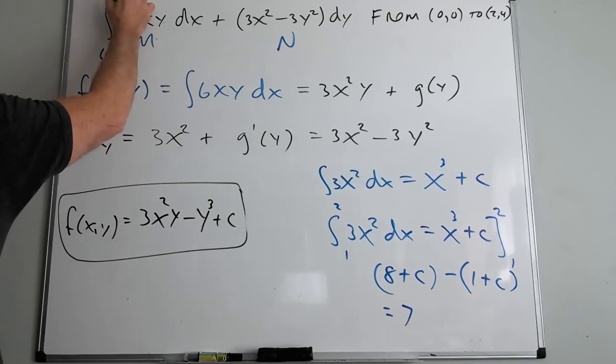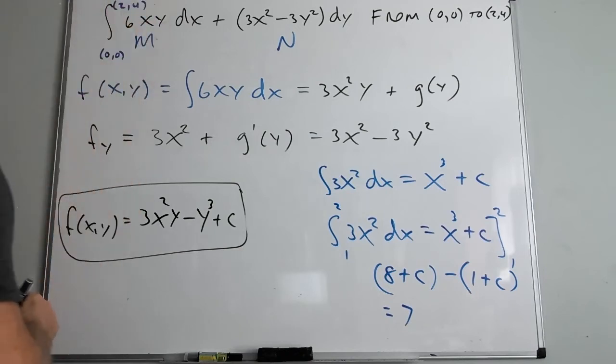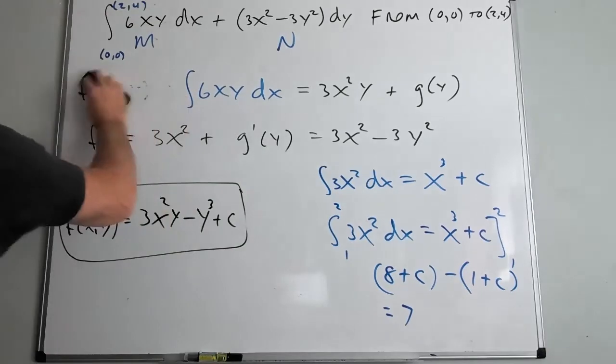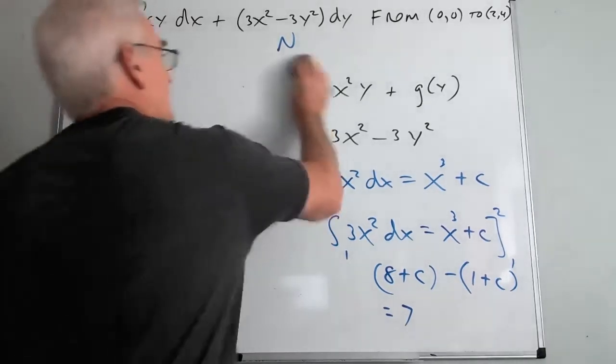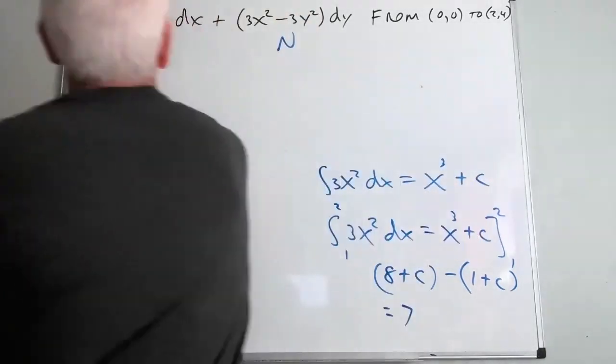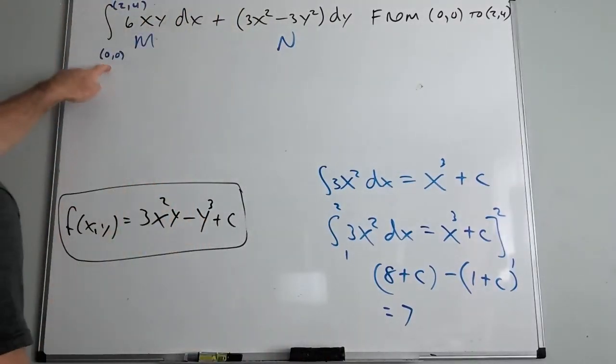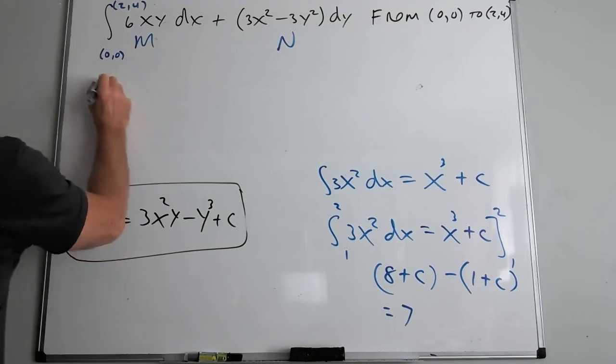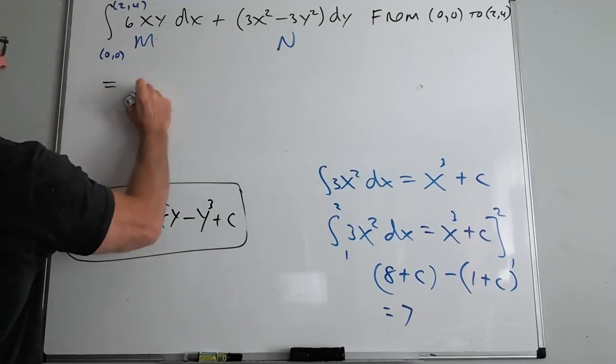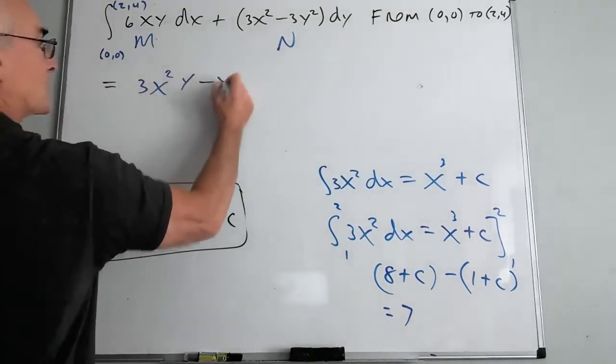This is what it looks like. I did all of the work here, so I'm going to erase this now. I just did all of that work. So this is now technically a definite integral because I'm starting and I'm ending here. So the answer to this is 3x squared y minus y cubed.